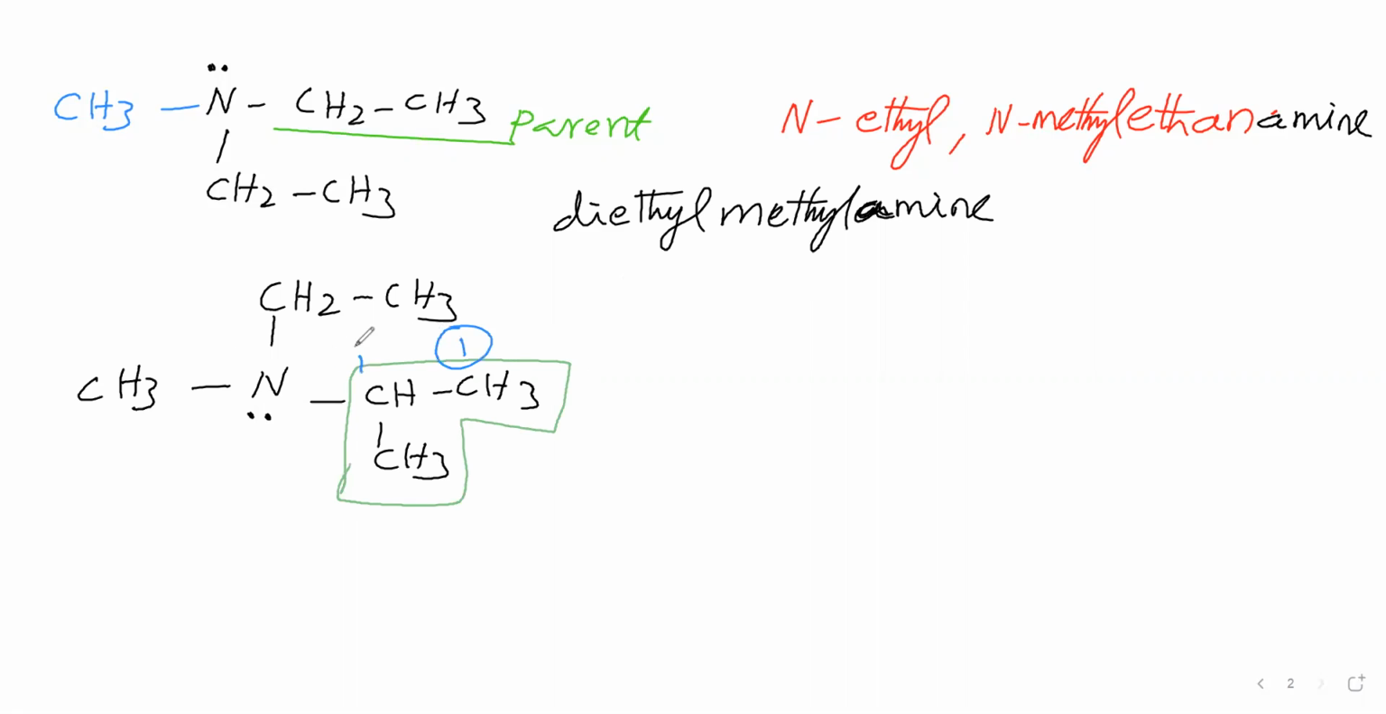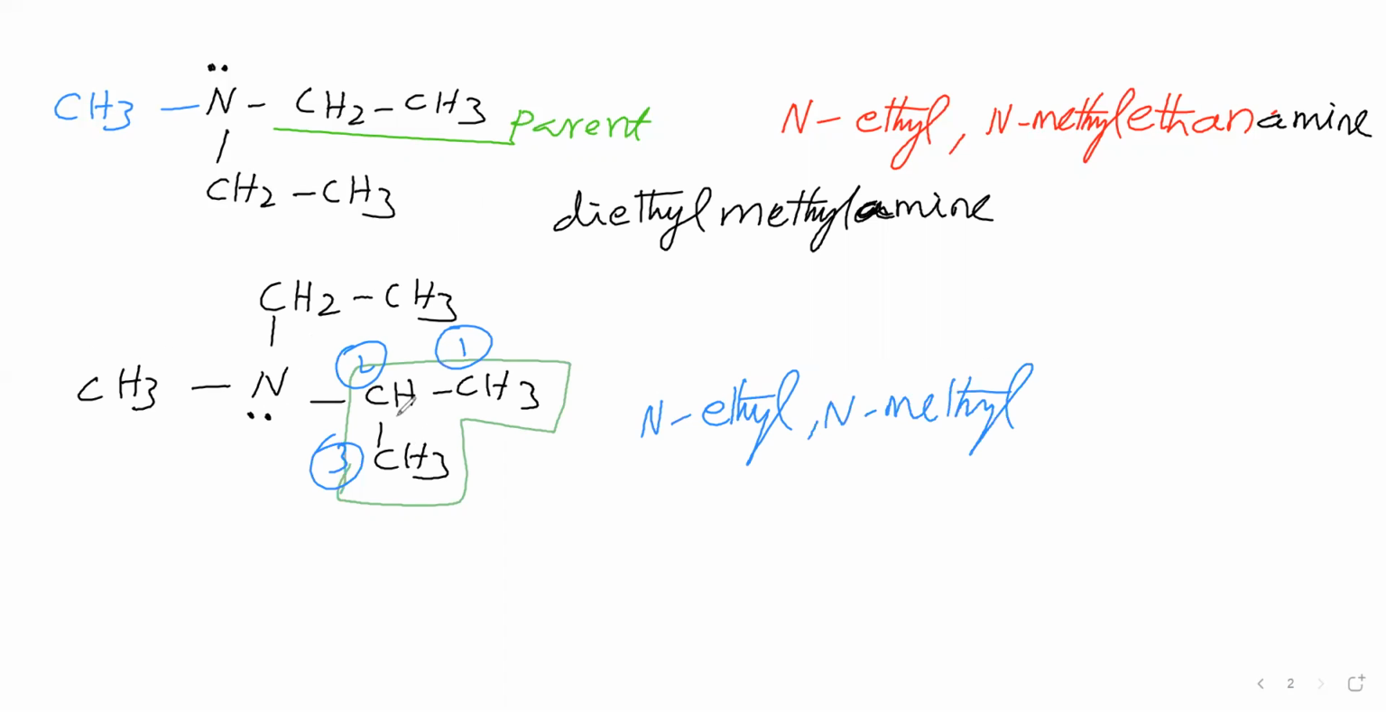For this parent we will give numbering 1, 2, 3. Don't start numbering at this place. You start from an extreme, either this extreme or that extreme, such that the N-attached carbon gets the least position. Like that we have to start. This name is ethyl, attached directly to N, so N-ethyl. This methyl is directly attached to N, therefore N-methyl.